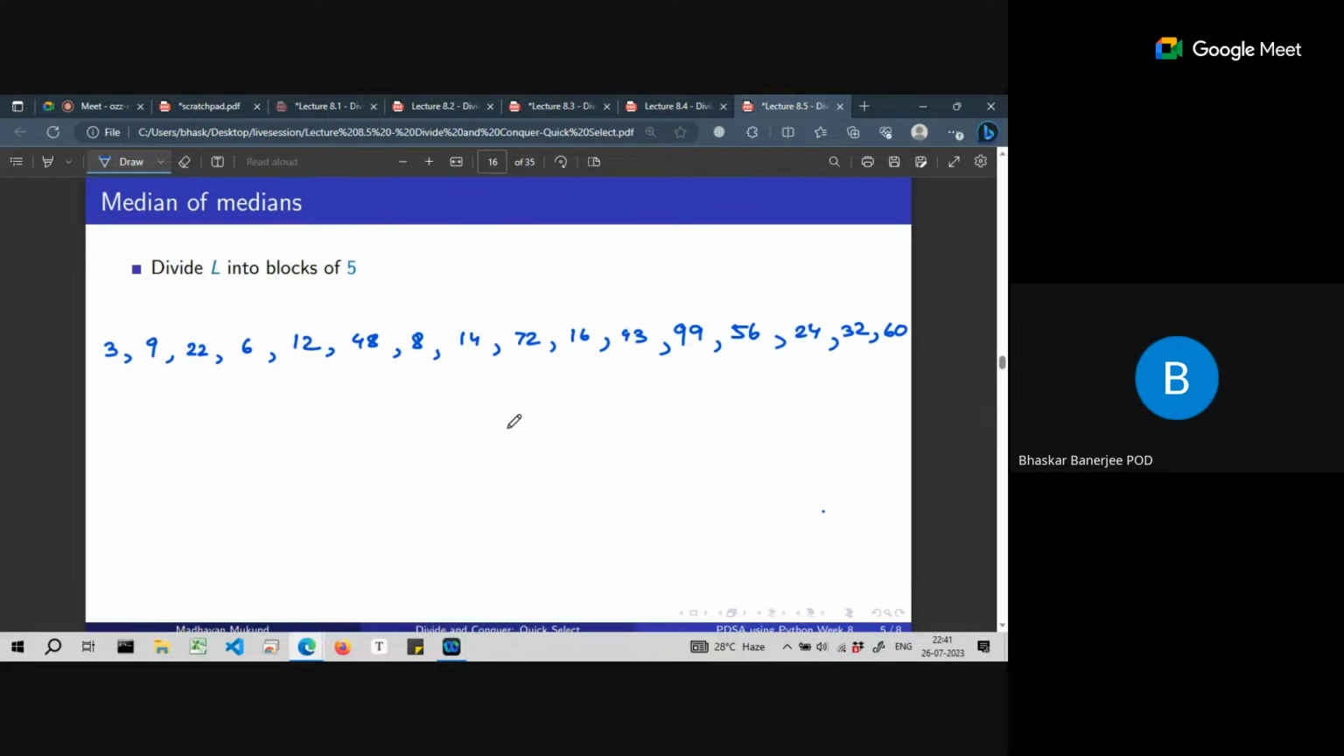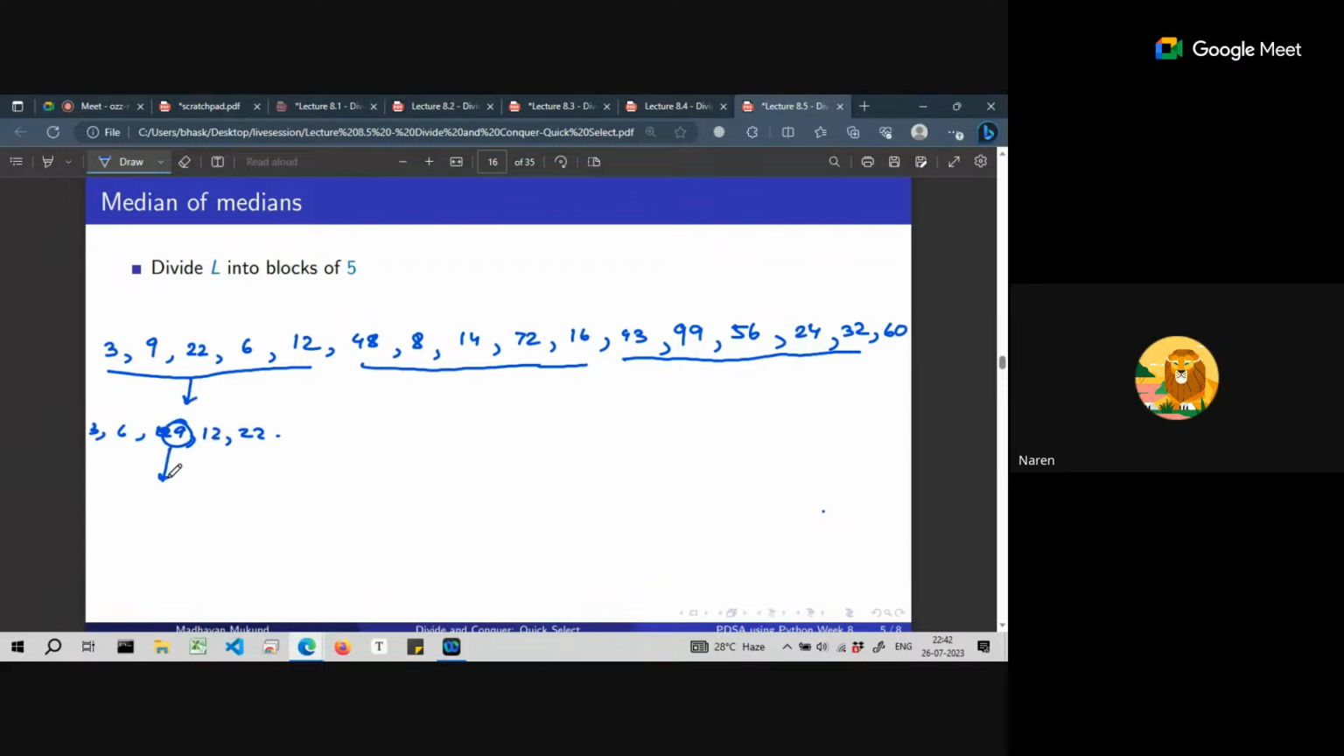Now we will break it down into chunks or blocks of 5. Consider this one, then this one, and 60 is left alone. Now I will find the exact median of each block. How to find the median? Sort it, and then find the n by 2th term. If I sort it, we get 3, 6, 9, 12, 22. So 9 is the median. Here it will be 14, and 16 is the median. So the medians are 8, 14, 16.